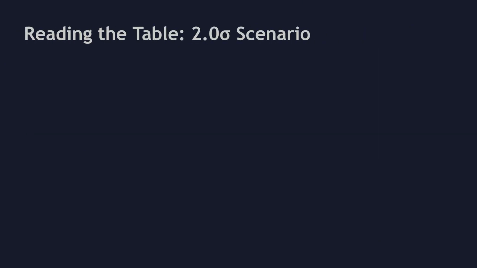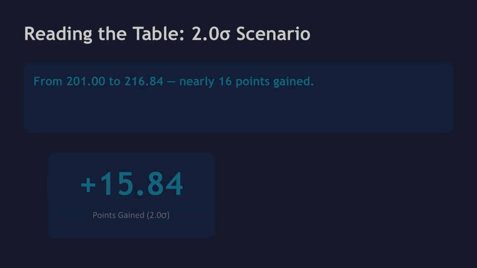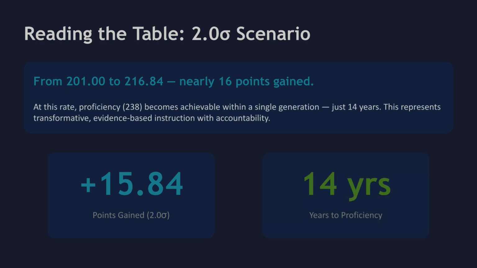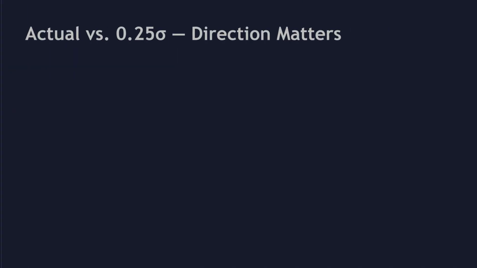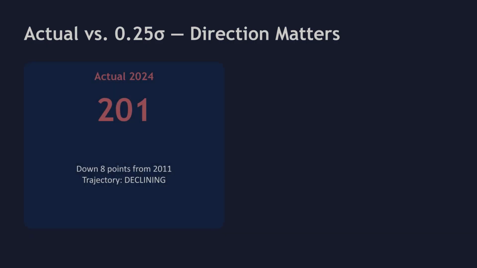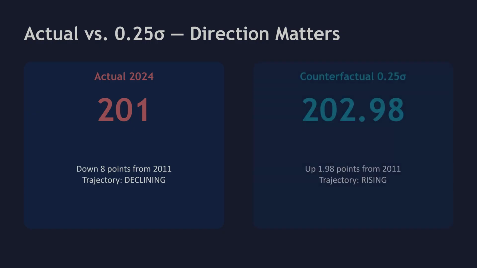The 2.0 sigma scenario shows a gain of nearly 16 points. At this transformative rate, proficiency could be achieved in just 14 years, within a single generation. This result suggests a significant, evidence-based instructional shift with accountability. Comparing the actual 2024 score of 201, which is 8 points down from 2011, shows a declining trajectory. In contrast, the counterfactual 0.25 sigma score of 202.98 is up by almost 2 points, illustrating a rising trajectory. Direction matters greatly in these models.